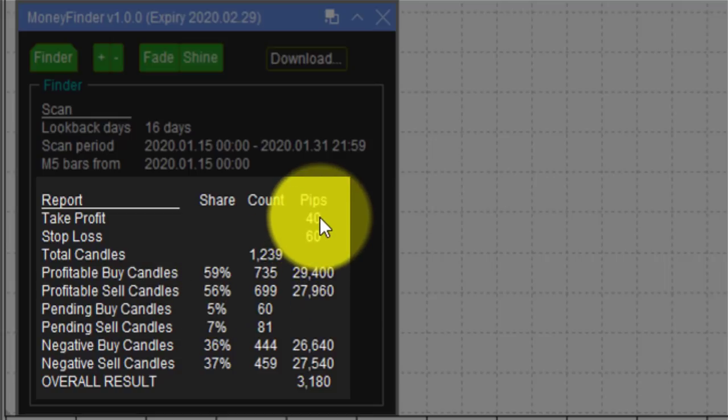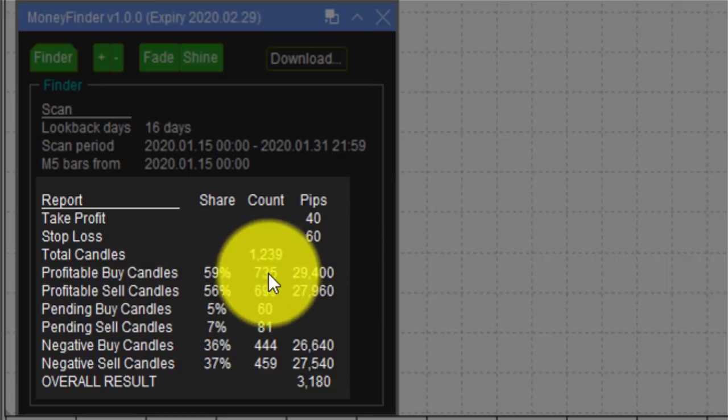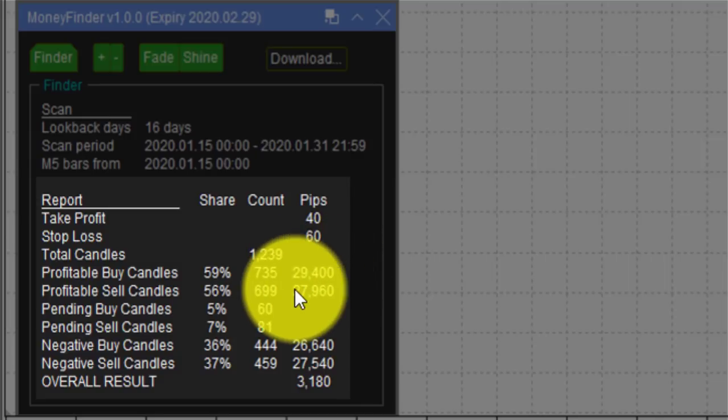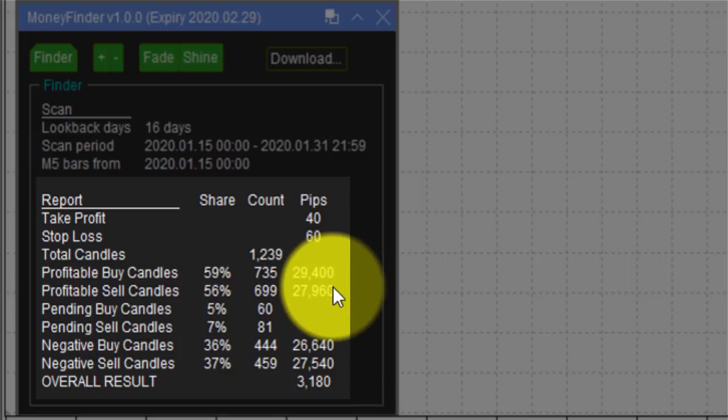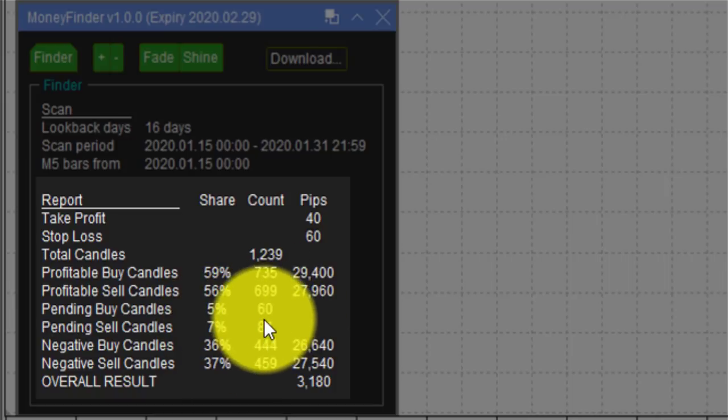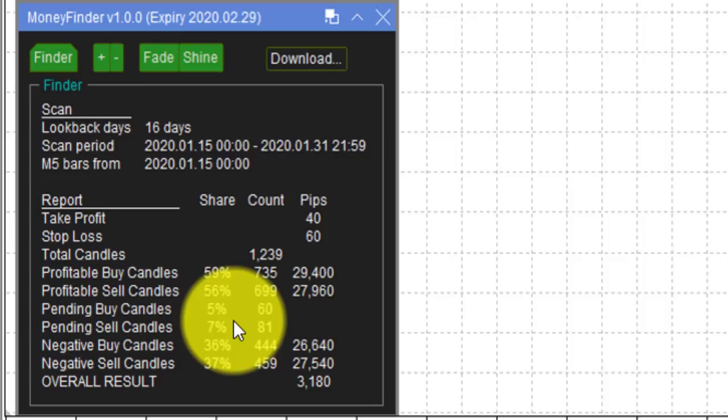And because you're earning 40 pips for every successful deal, you'll be generating 29,000 pips there and 27 or 28,000 pips there. Then it says, okay, well, let's look at the ones that haven't resolved themselves for that. For instance, at the end of this chart, there are still open deals that haven't hit the target, haven't hit the stop, and they're still open. So there's still 5% and 7% of the deals still open. But let's have a look at the negative deal. So you've entered a buy and a sell at the same time on every candle.